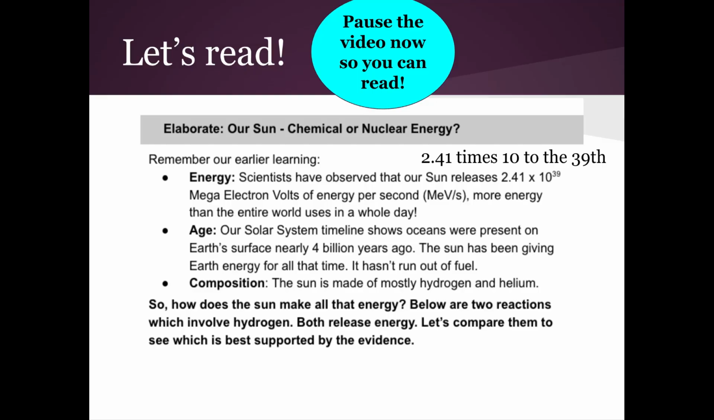I'm going to ask the person who's sitting closest to the door to actually read the very beginning. It says, "Elaborate, our sun." And you can stop whenever you want to, person closest to the door. This number here I know is hard to read, so I've put in how you say it. It's 2.41 times 10 to the 39th. But person closest to the door, you're going to begin reading.